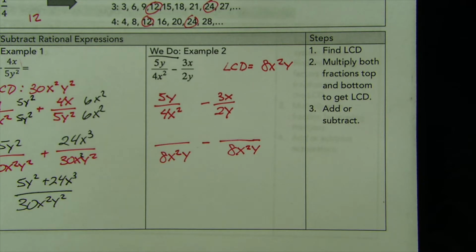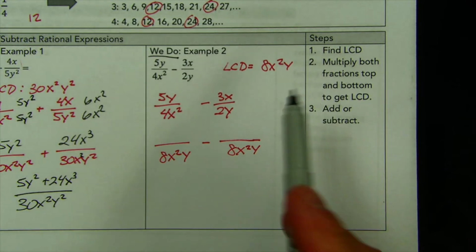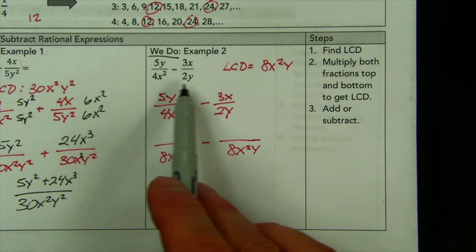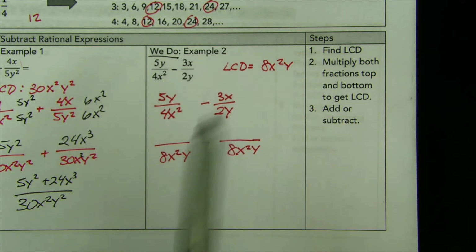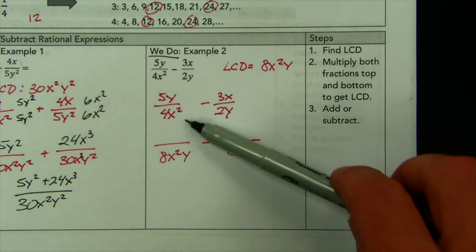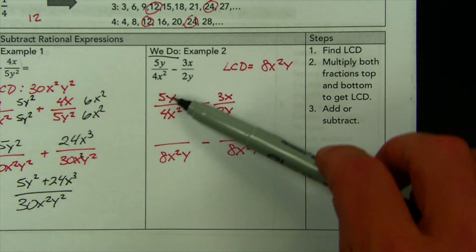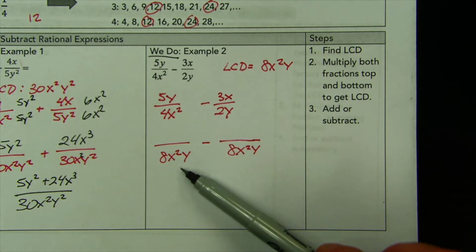Alrighty, so you should have gotten to this point right here. My LCD, if I look at it, is basically that times that. Sometimes your LCD is both denominators multiplied together, and we got 8x squared y. So what do I need to multiply this fraction by to get the denominator to be 8x squared y?